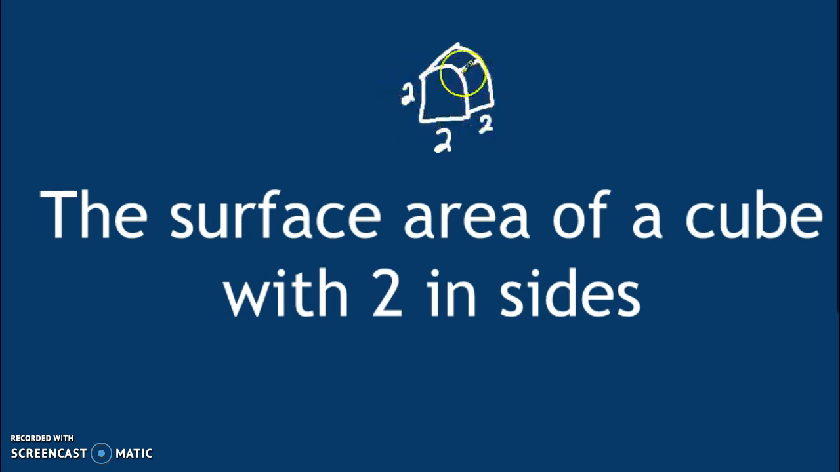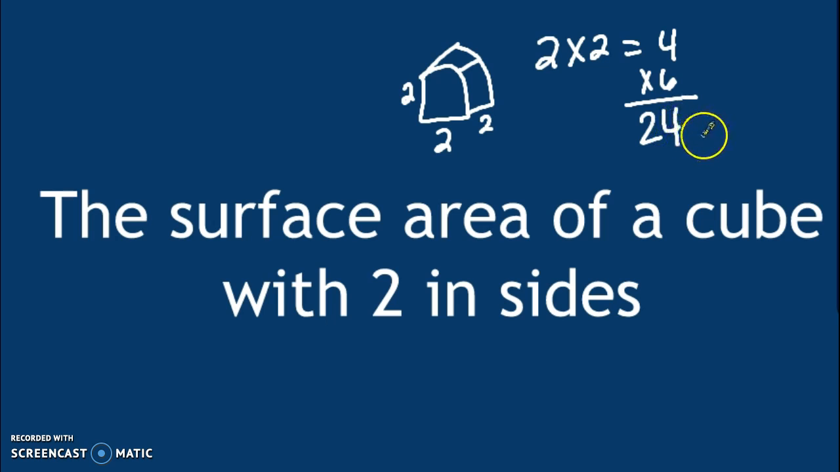The surface area of a cube with 2-inch sides, so 2 is the dimensions all the way around because it's a cube. So for a cube, you just find the area of one square, 2 times 2 is 4, multiply that by the 6 sides that you have on a cube, and that is 24 square inches.